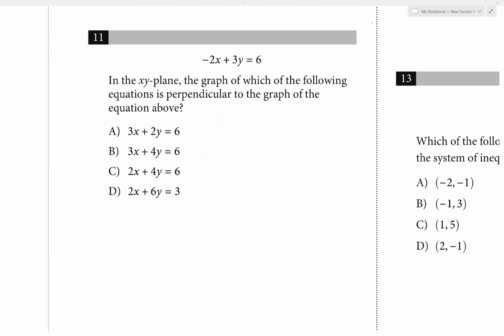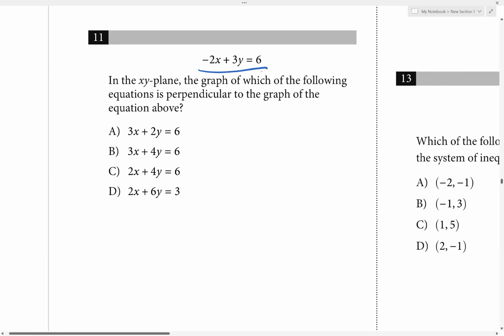All right, question 11. We have an equation, negative 2x plus 3y equals 6. In the xy plane, the graph of which of the following equations is perpendicular to the graph of the equation above? Okay, so we're looking for an equation that's perpendicular to what we have here.